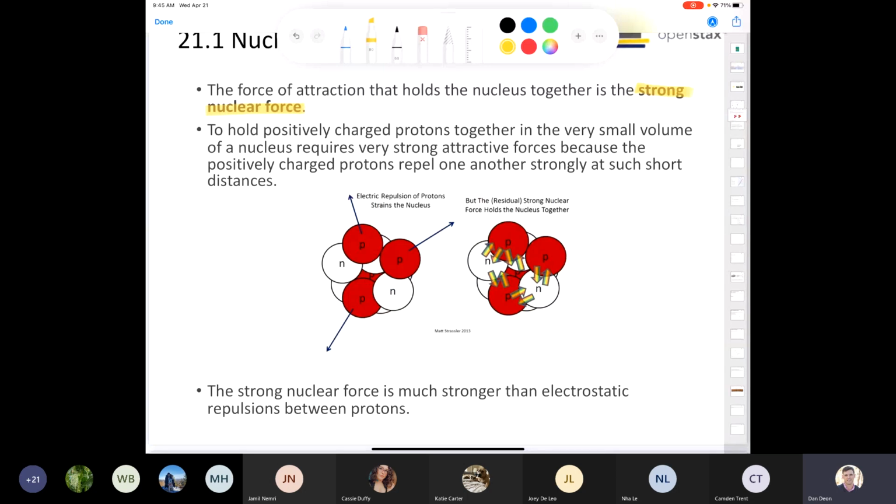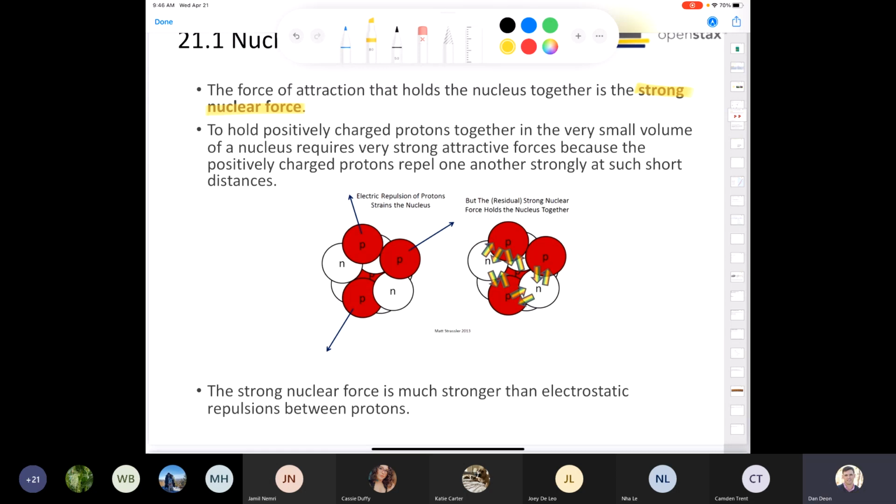Again, nucleons are protons and neutrons. Protons are going to repel each other, but the strong nuclear force holds them together. So that must be a tremendous amount of energy that's going to hold those protons together in that nucleus, since they all have like charges.